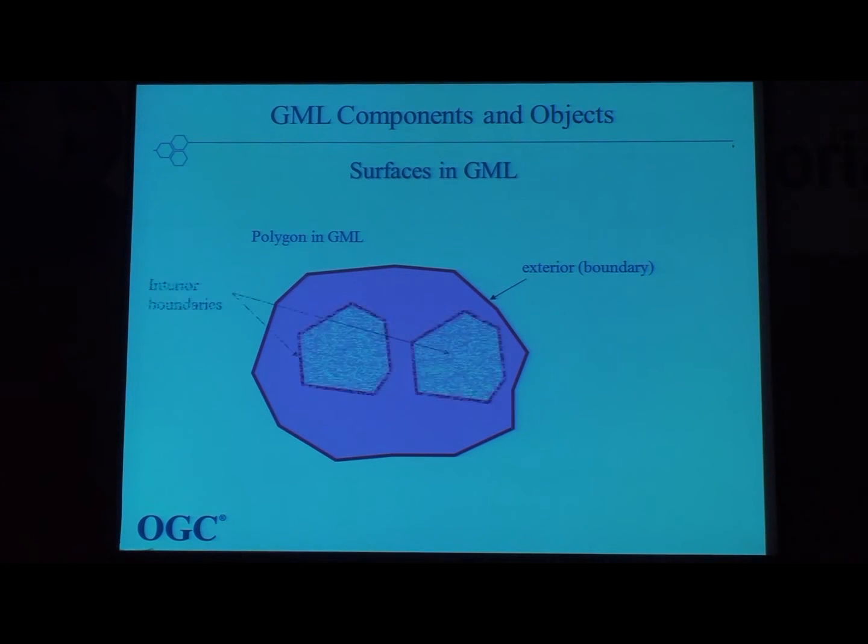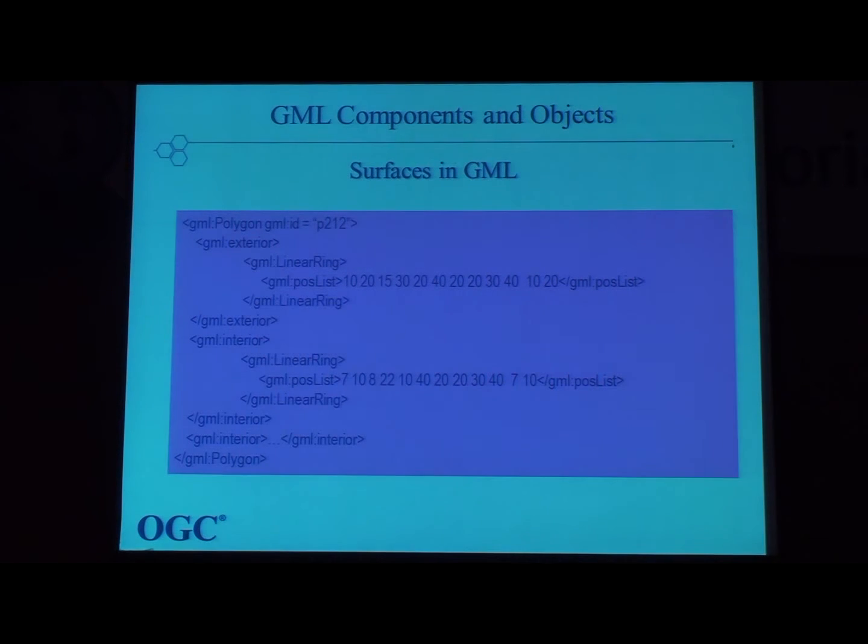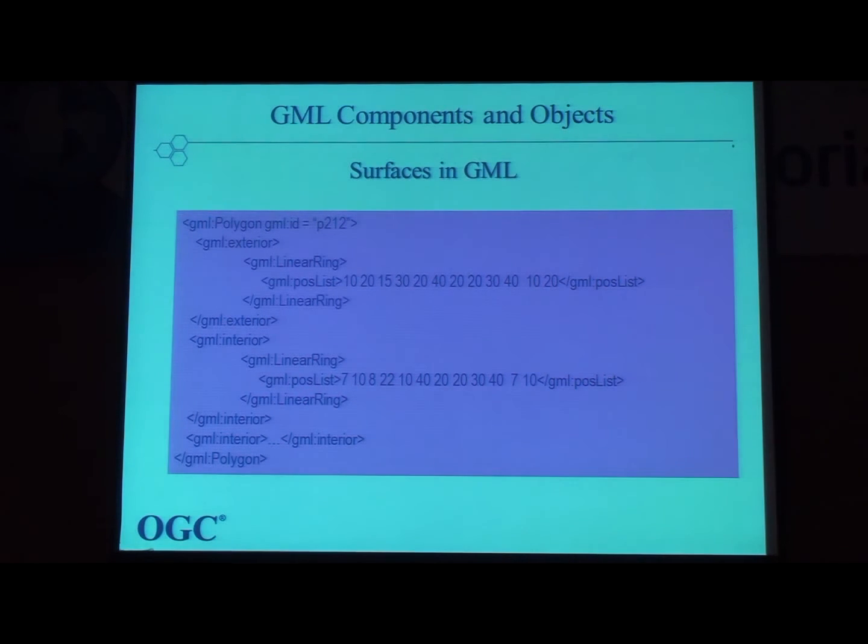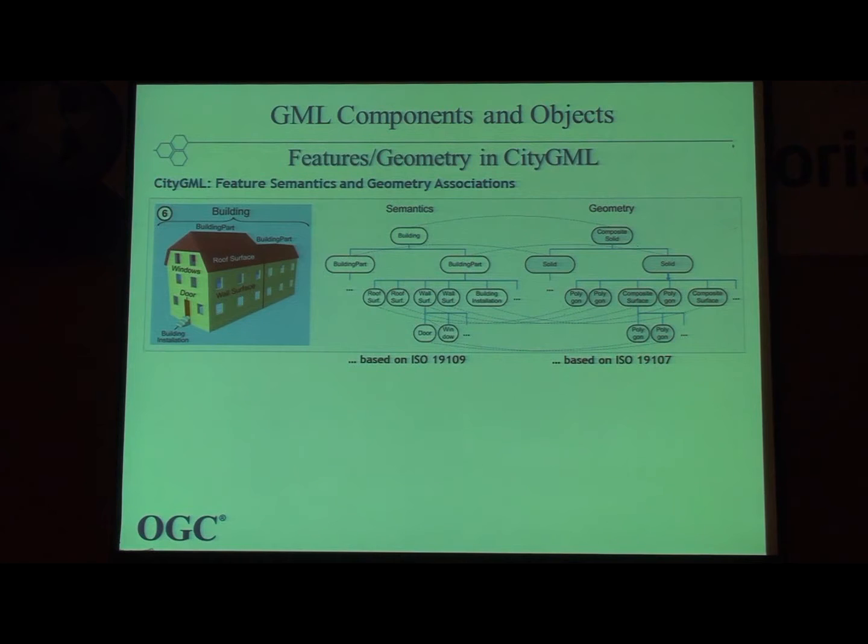Okay, surfaces in GML. Polygons can be encoded. They have at most one exterior boundary and zero or more interior boundaries, which represent basically the holes inside the polygon. Here's an example encoding of one. So the GML polygon has some properties here. The exterior boundary is encapsulated by this exterior tag, and then a boundary ring is encoded, and zero or more interior boundaries can follow that.